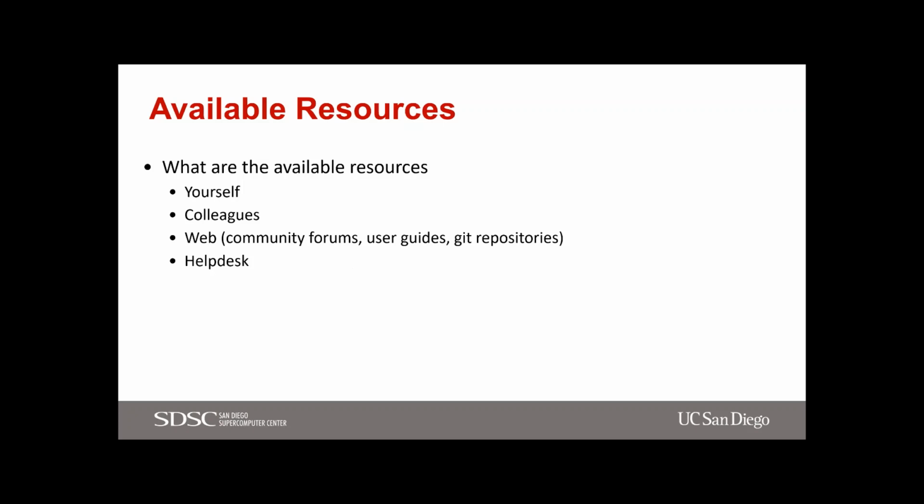So what are your available resources? As you all should be aware by now, advanced cyber infrastructure is really complicated and contains a lot of components. So not only are you talking about the systems you're running on, you're talking about the software you're using, you're talking about the domain science that is going on. There's lots of things, but very few people understand the whole round trip of everything that's going on.